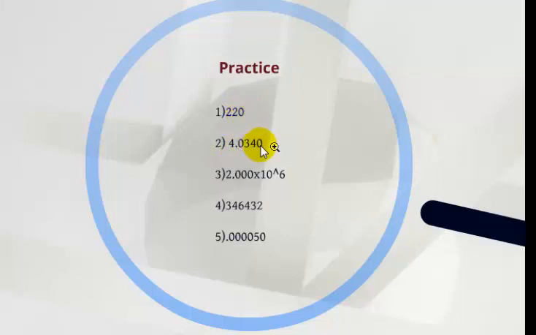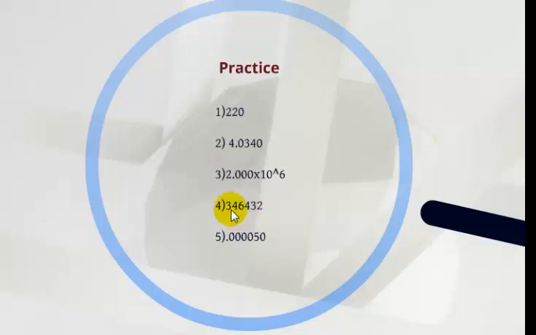Trailing 0, but it counts because it's to the right of the decimal. 1, 2, 3, 4, 5. Here, all of these are trailing zeros to the right of a decimal. 1, 2, 3, 4. You have 4 sig figs. You just ignore that for counting sig figs.